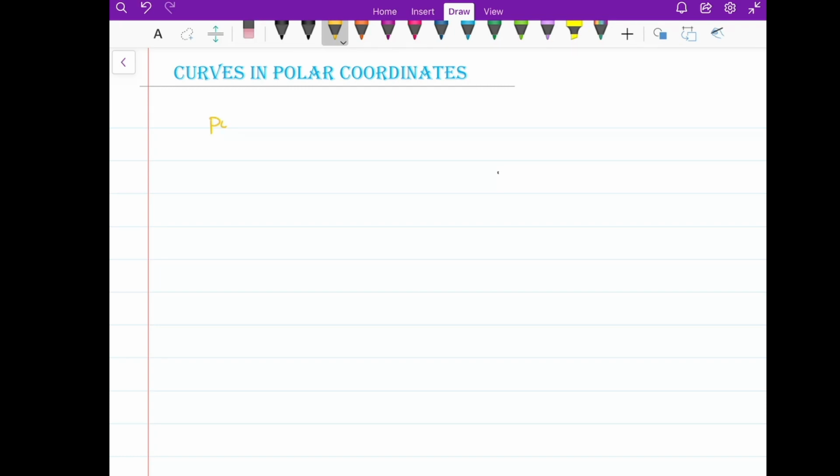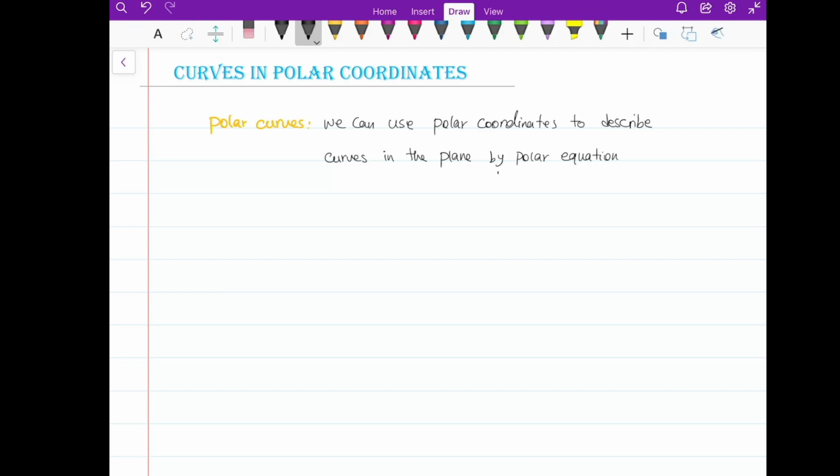First, I'm going to talk about polar curves. What are they? We can use polar coordinates to describe curves in the plane. So polar coordinates is just two coordinates, and we describe the curves by polar equations. What is a polar equation?